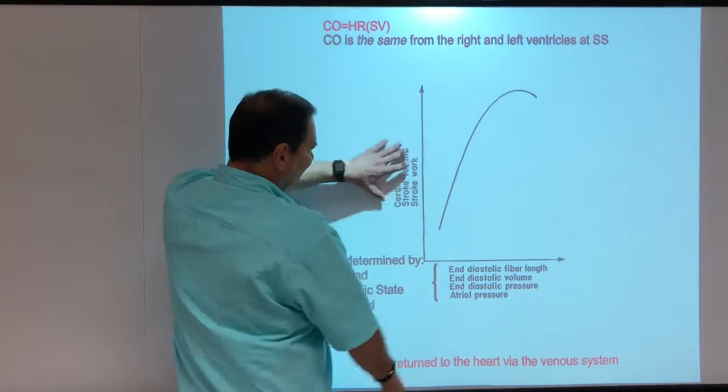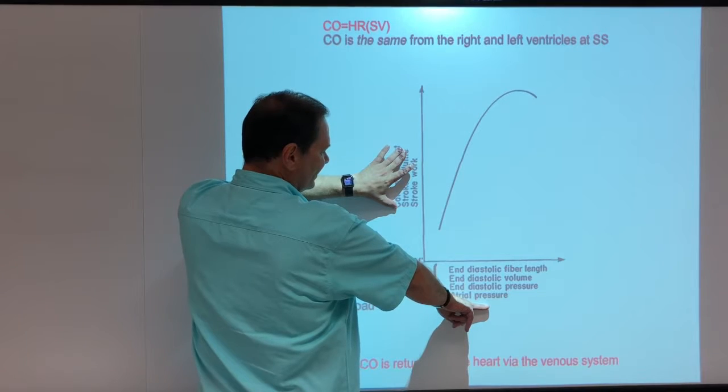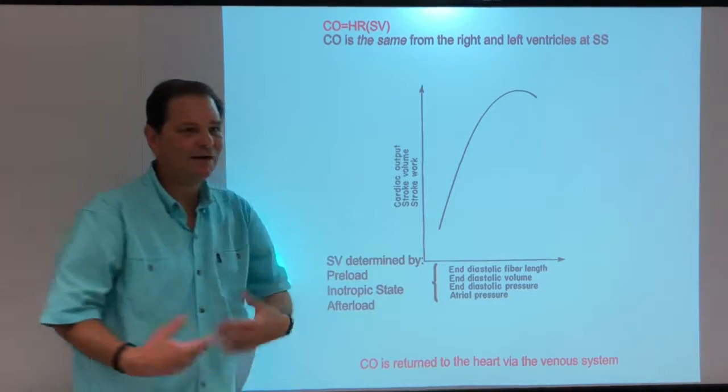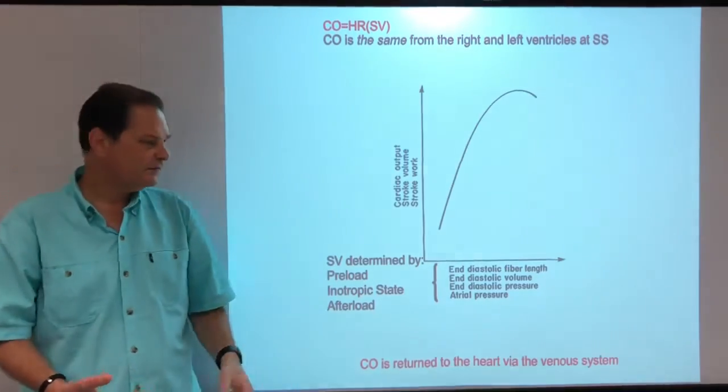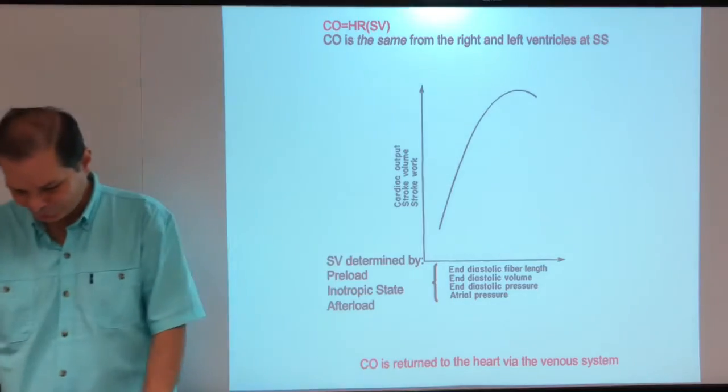But just because I'm talking about left stroke volume, I don't have to be talking about left atrial pressure, because changes in left atrial pressure are also reflected by changes in right atrial pressure. So this could easily be pressure on the right, and this could still be stroke volume on the left.